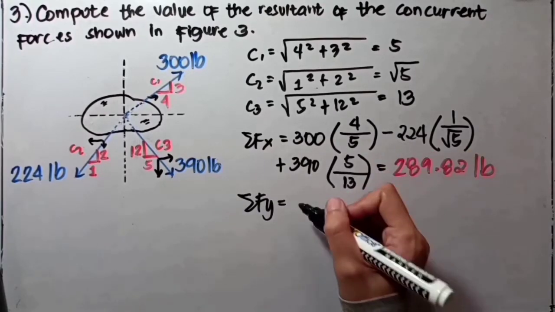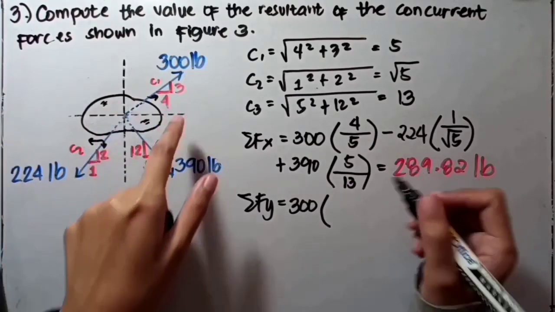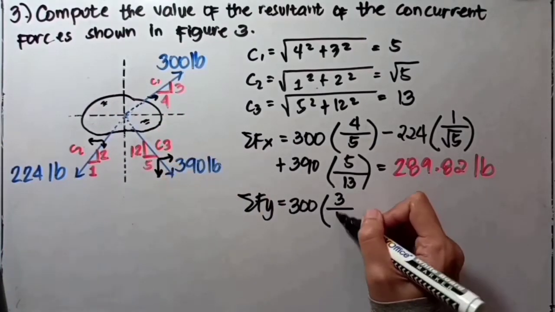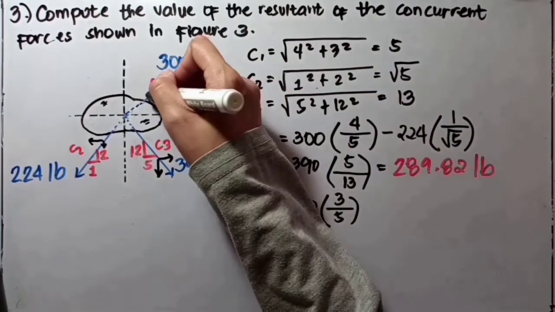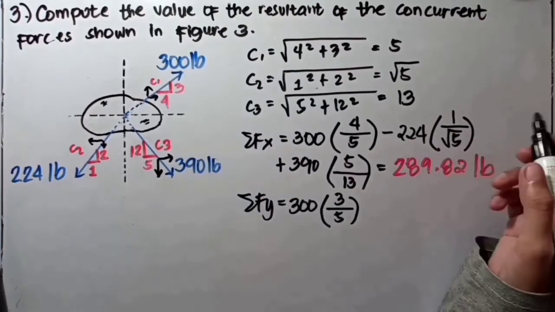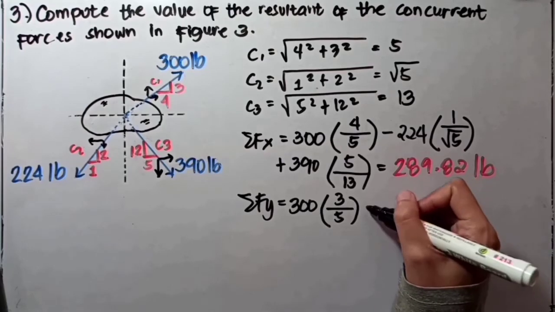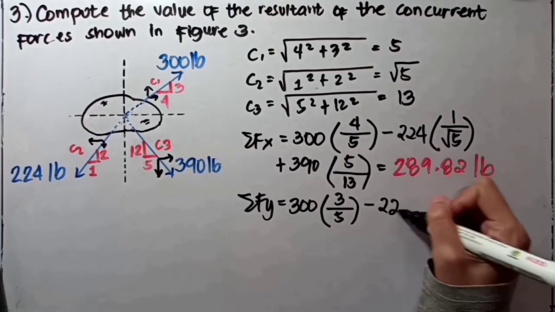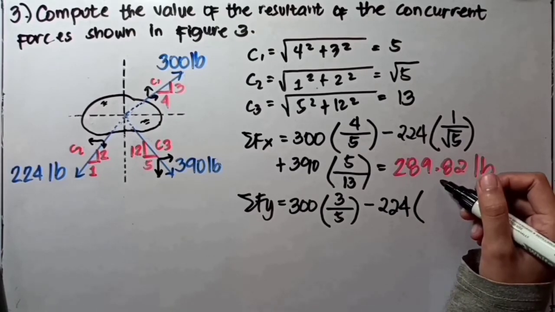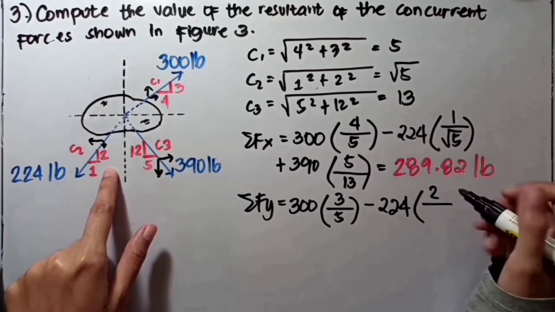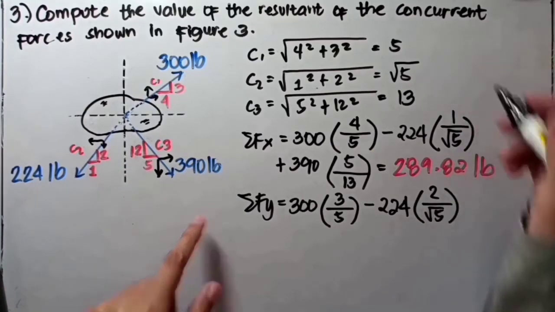Now, for fy, or the summation forces y, same pa rin, mag-start pa rin tayo sa 300. So, 300 times, ang y slope naman nito ay 3 over 5, which is ang kanyang hypotenuse, ito. Positive siya kasi going up ang y component ng 300. Now, for 224 naman, ang y component niya is going down, kaya minus or negative. So, 224 times ang y component nito na slope, which is 2, and then over the square root of 5, yung answer kanina.